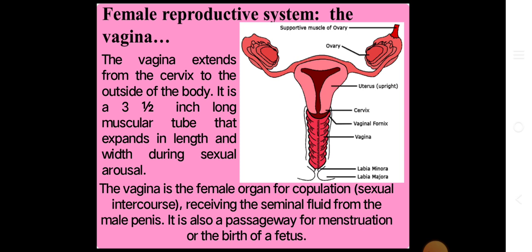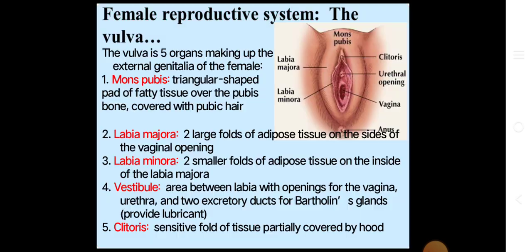The vagina. The vagina extends from the cervix to the outside of the body. It is a 3 to 3.5 inch long muscular tube that expands in length and width during sexual arousal. The vagina is the female organ for copulation, meaning sexual intercourse, receiving the seminal fluid from the male penis. It is also a passageway for menstruation or the birth of a fetus.